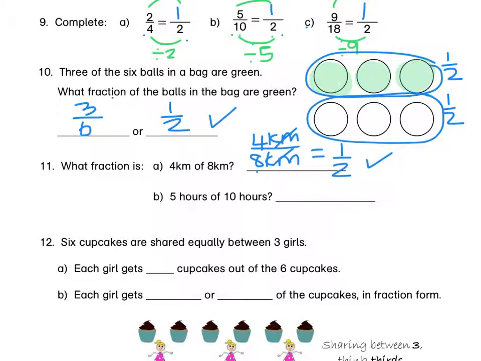For B, what fraction is 5 hours of 10 hours? We are comparing hours to hours, but we're not going to include the units in the answer. Now 5 out of 10 is the same as 1 out of 2. This means that 5 hours is exactly 1/2 of 10 hours. Let's move on to 12.